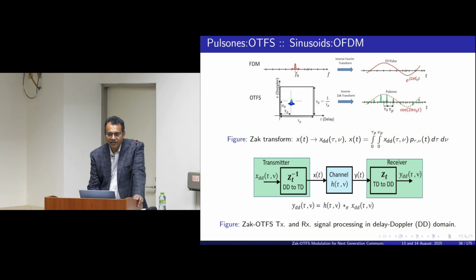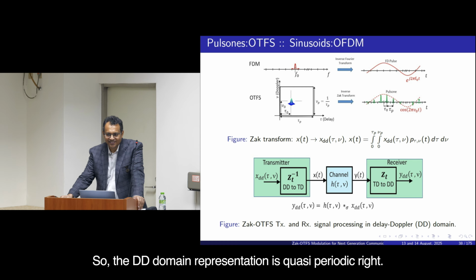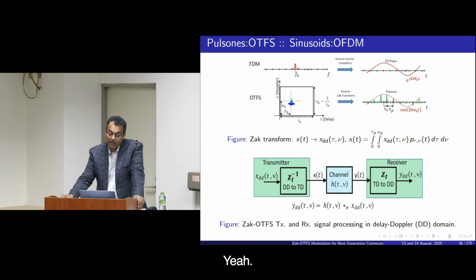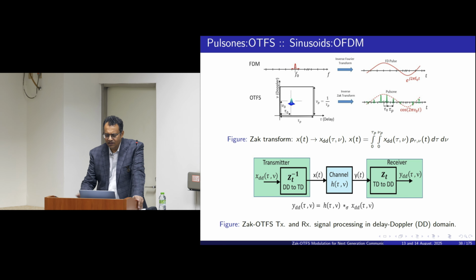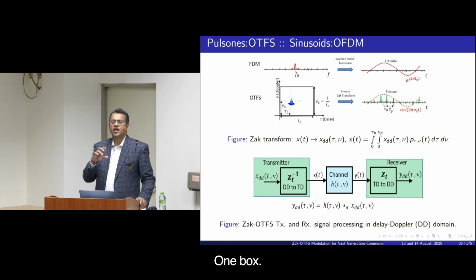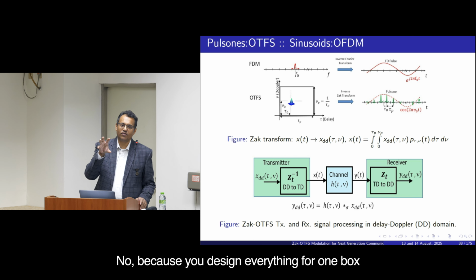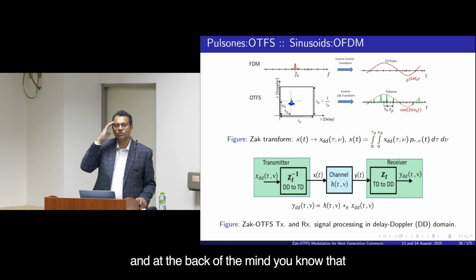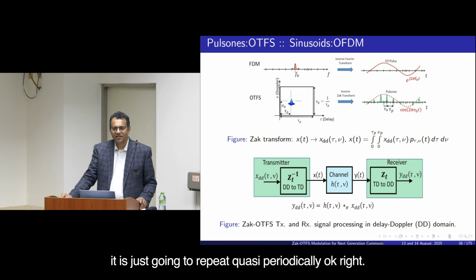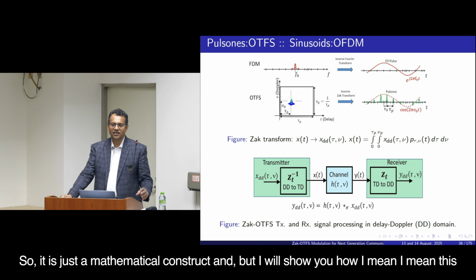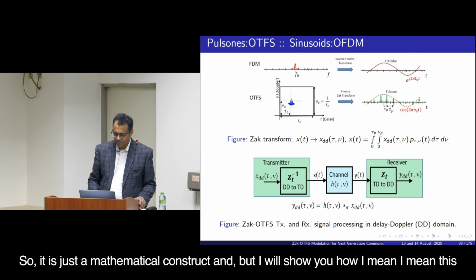So basically, yeah. Question. Yeah. So the DD domain representation is quasi-periodic, right? Yeah. In practice, in real system implementation, we just consider one box. So you design everything for one box, and at the back of the mind you know that it is just going to repeat quasi-periodically, okay? Right? So it is just a mathematical construct.